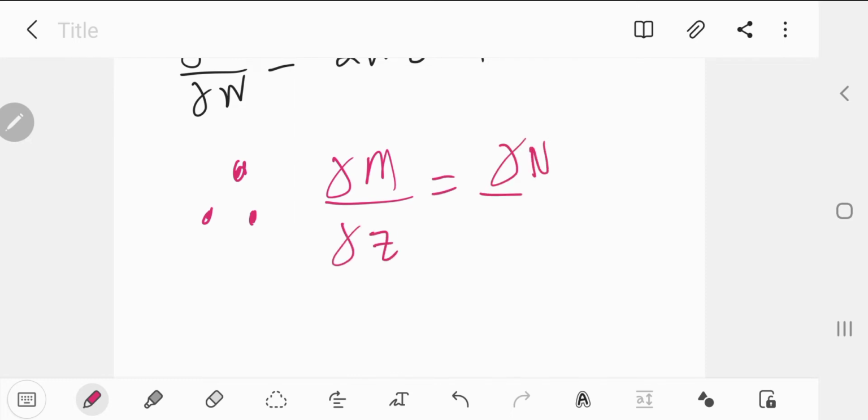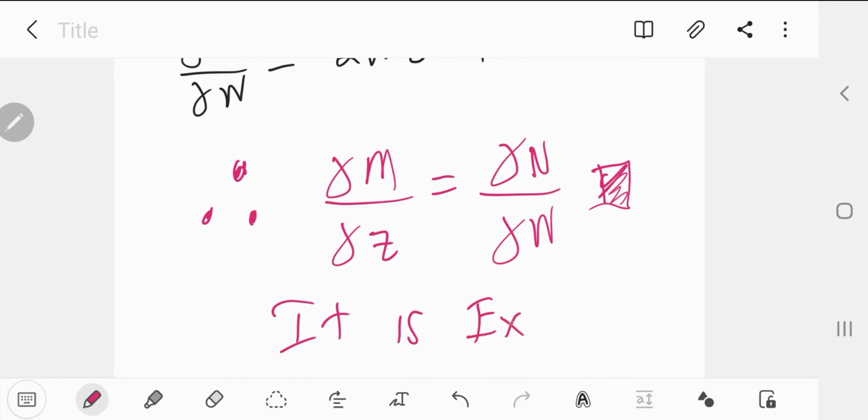So the conclusion is the partial derivative of M with respect to z is equal to the partial derivative of N with respect to w. It is exact.